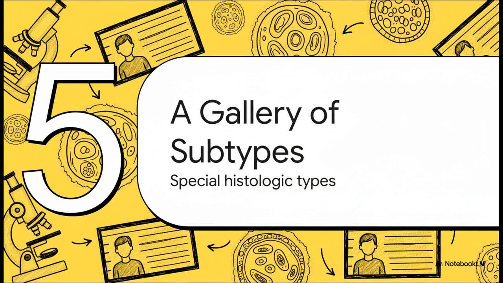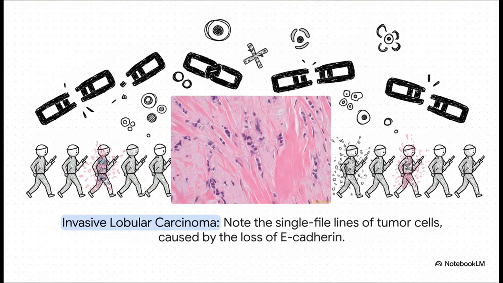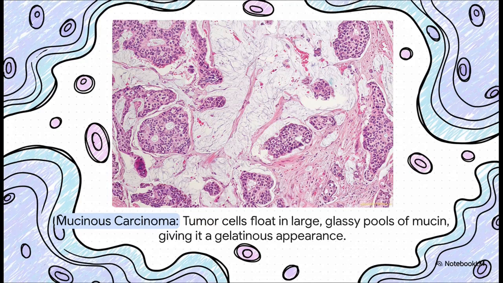These guys have such distinct looks under the microscope that they give us immediate clues. A true classic. This is invasive lobular carcinoma. And what's its signature? Look closely. You see those single-file lines of tumor cells? It's like they're soldiers marching. We call this Indian filing. And you know why this happens? It's because the cells have lost a protein called E-cadherin, which is basically the glue that's supposed to hold them together.